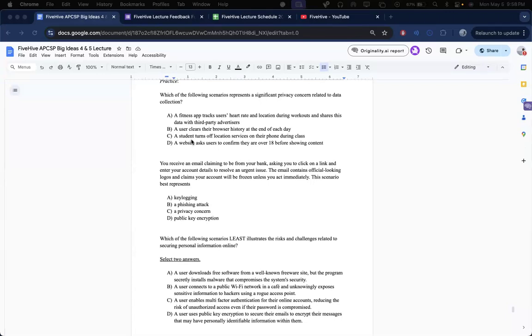the browser will be able to create a detailed profile of you to give to advertisers, right? And then C, a student turns off location services on their phone during class. This has really no effect, right? If you turn off your location service, that's great, especially if you don't want people to know where you go to college. Turning it off is good, it's not a privacy concern. Turning it on and having it track your location, that's going to be your privacy concern because then they can make a whole big, better, more detailed version of this profile of yours.